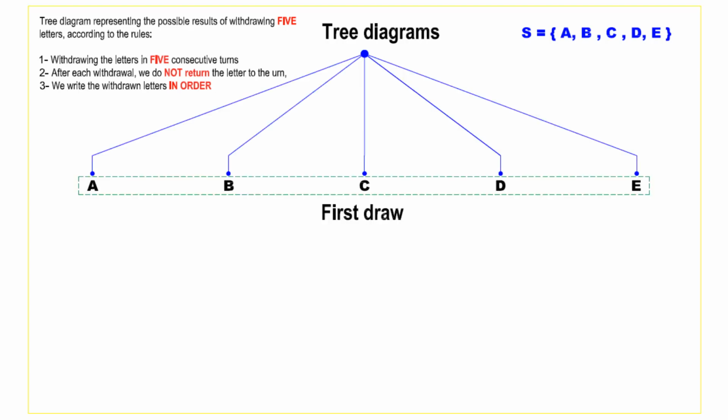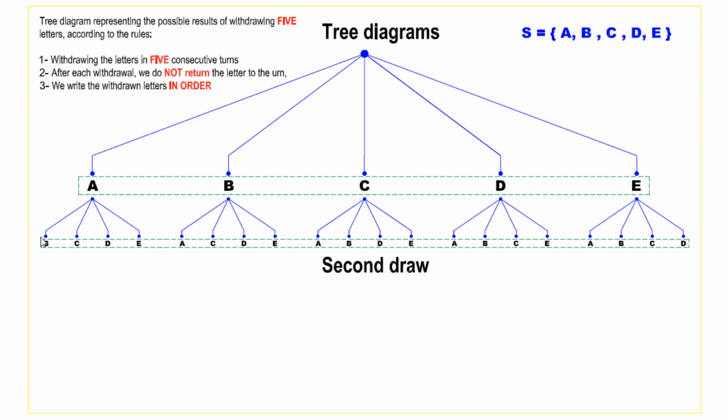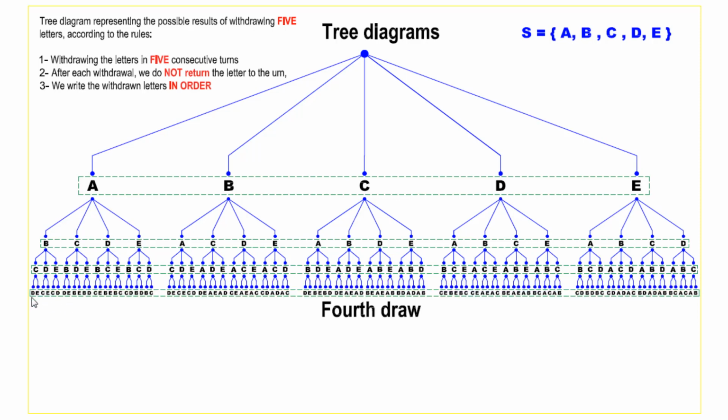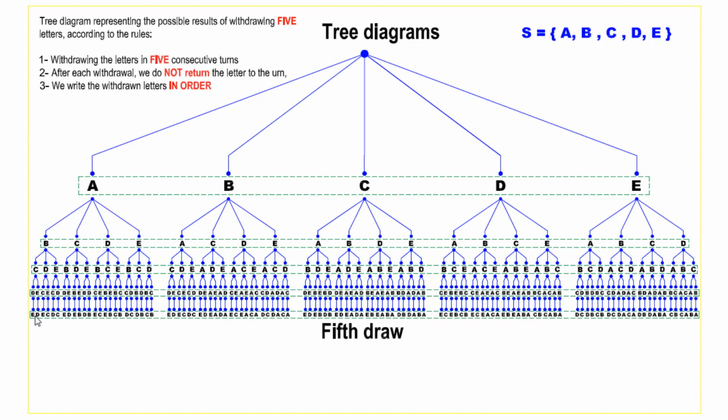So in the first row, we may pick up A, B, C, D, or E. So we have 5 letters to pick up. But in the second row, we have fewer letters to pick up, such as B, C, D, and E. So if we pick up letter A, we are left with the remaining 4 letters. If we pick up letter B, we are left with the remaining 4 letters. And now the third row. We already picked up A and B, so the remaining letters are C, D, and E. And in the fourth row, we have only 2 letters remaining, and in the fifth, we have only 1 letter remaining.